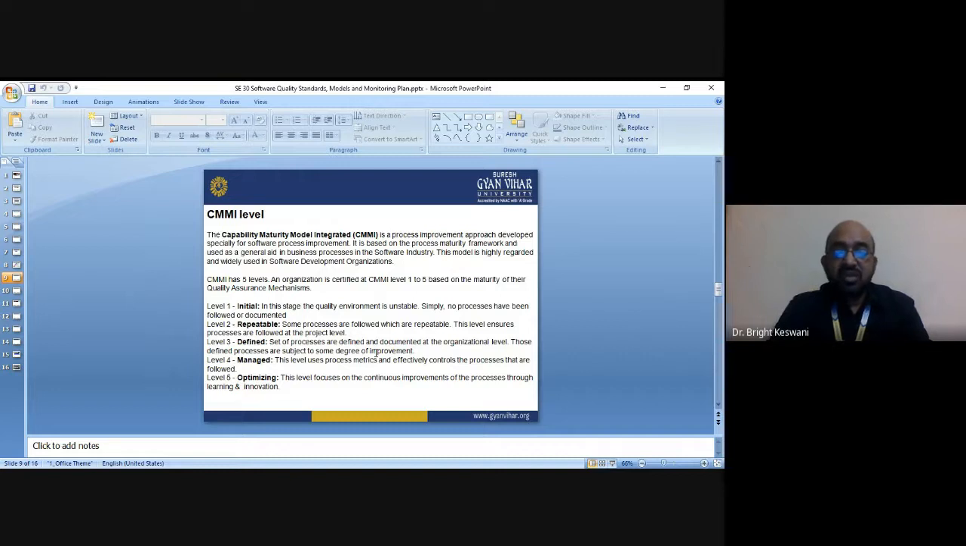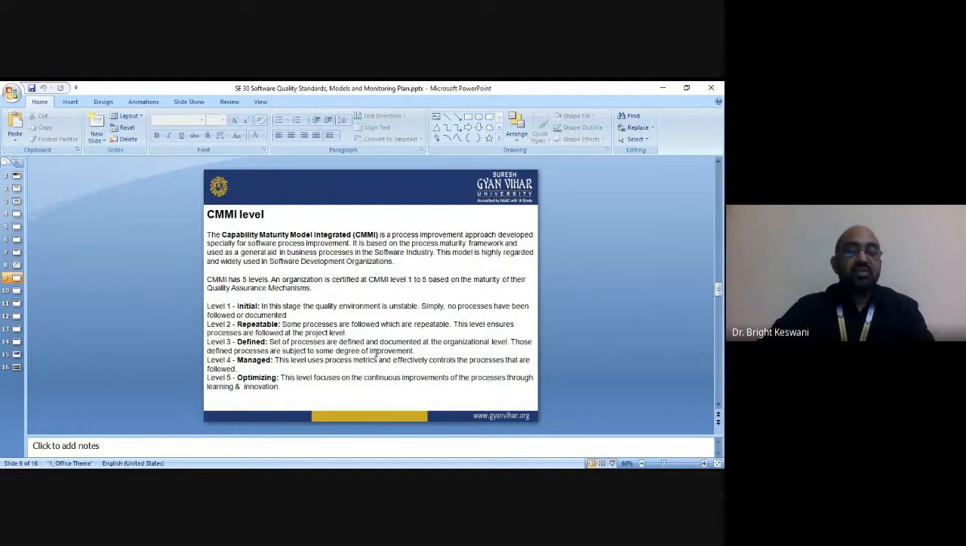When we talk about level 3, that is the defined level, a set of processes are defined and documented at the organizational level. Those defined processes are subject to some degree of improvement. At the fourth level, that is the managed level, this level uses process metrics and effectively controls the processes that are followed. The last level, level 5, the optimizing level, focuses on the continuous improvement of the processes through learning and innovation.